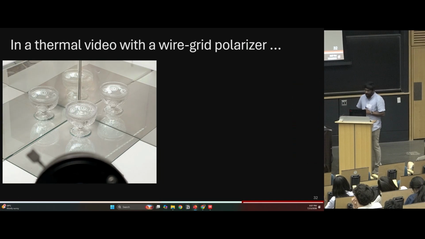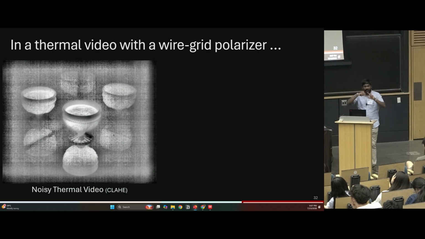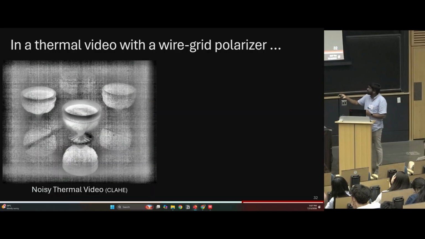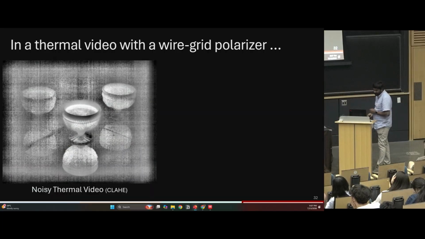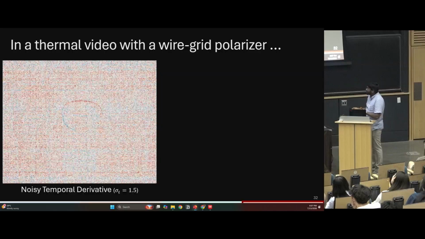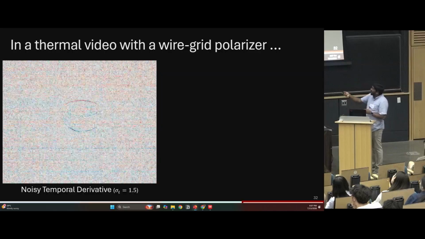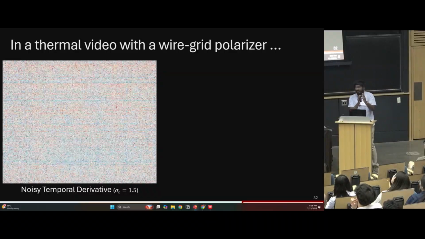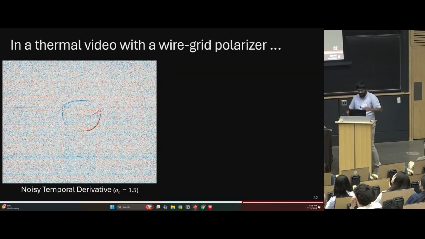Taking it further, you can look at thermal polarization, for example. In this case, you only have a bowl of lukewarm water, and you have some reflective surfaces around it. And we have a wire grid polarizer in front of the thermal camera that we are rotating manually. And this is how the raw thermal video looks with contrast enhancement. And the temporal derivative is equally noisy. Some of the high contrast edges in the main object are probably seen, but none in the reflections.